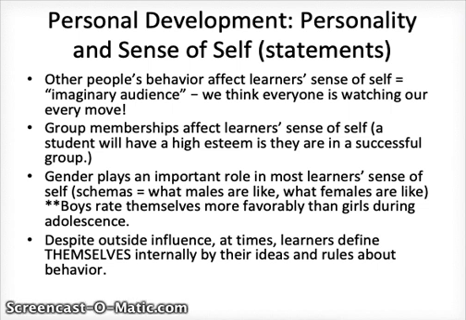A schema, which is a term we talked about with Piaget, means males kind of think of what they're like and what females are like. This is what's called a schema, what we think males should be like and what females should be like. And just a kind of a general statement to remember is that often boys rate themselves more favorably than girls during that adolescent time.